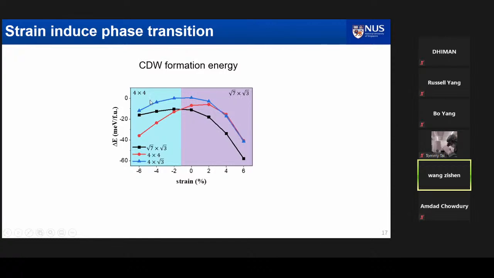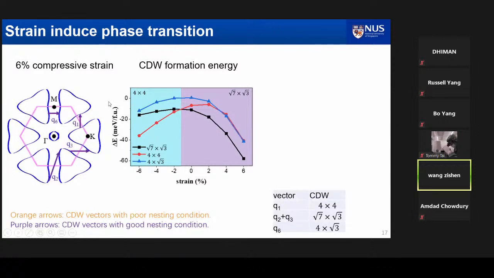And I also show the Fermi surface of VSe2 under 6% compressive strength. Similar to the electron doping case, there are 6 near-triangular hole pockets at the K point, and it is interesting to find that such Fermi surface topology can support all CDW vectors: Q1 for 4/4, Q2 plus Q3 for √7/√3, and Q6 for 4/√3.